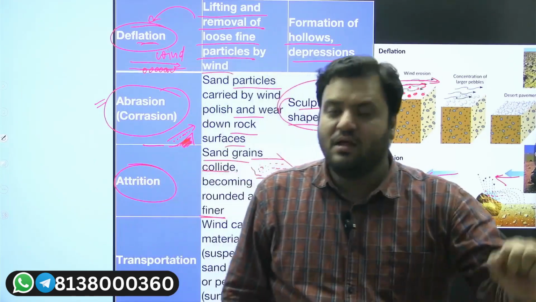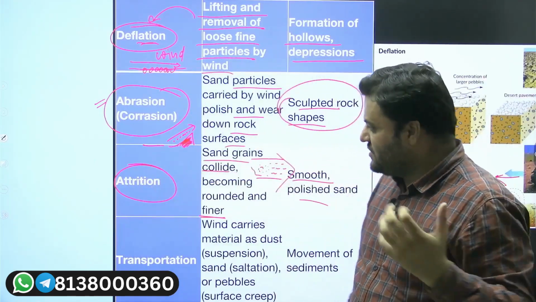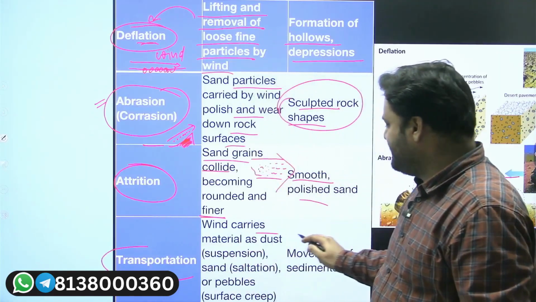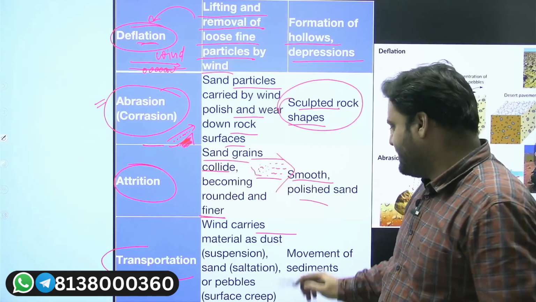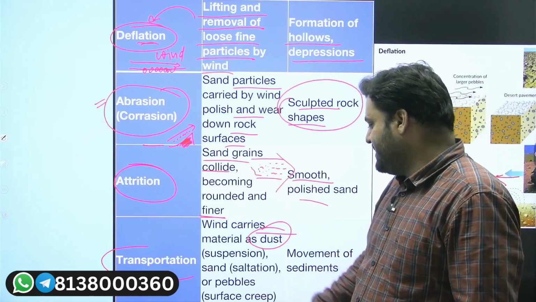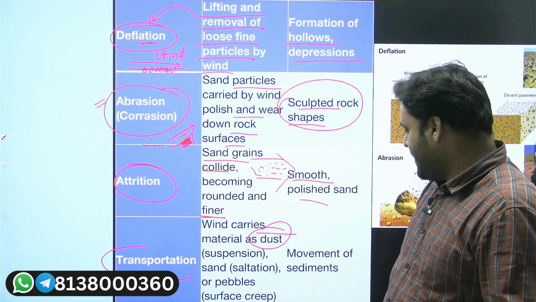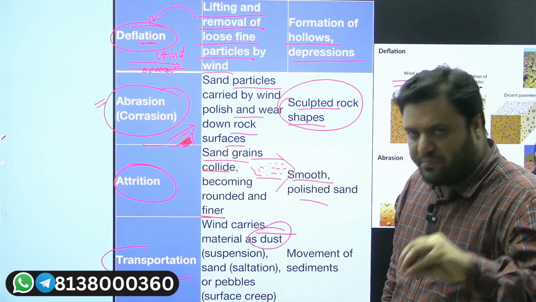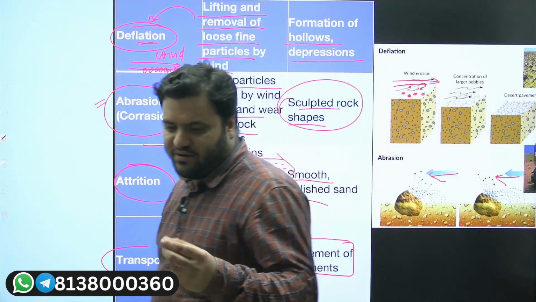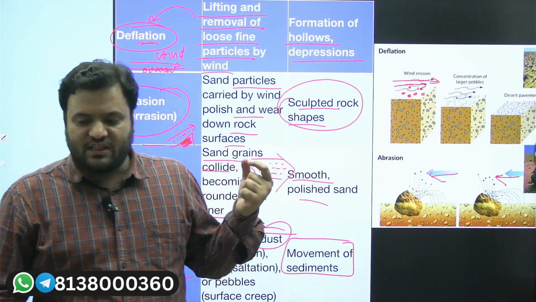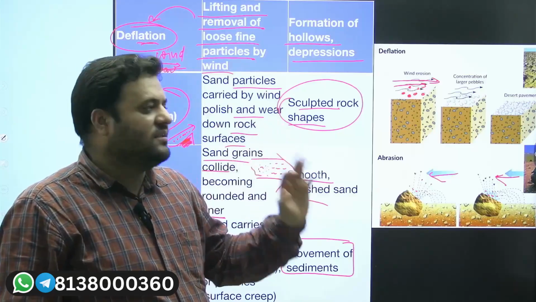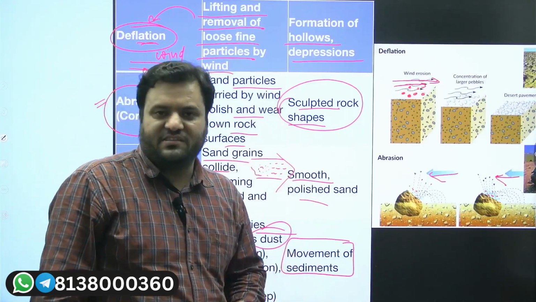I hope you remember in the river, or let's say in the fluvial landforms, we discussed the same. Then we have transportation. Wind actually carries the material which is suspended, that we used to call dust. And when this suspended material has some sort of deposition, we will call that particular aspect the movement of sediments. The fine particles which are there in the wind are actually mobile in terms of their medium, we can say.